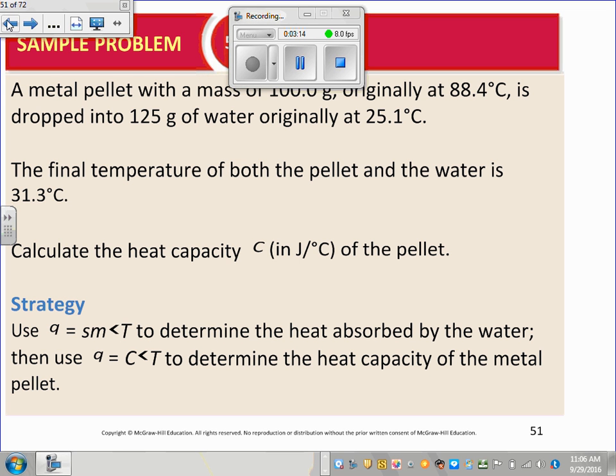This little thing should be a delta sign, not a less than sign. We're going to convert it over to smartboard and change those.